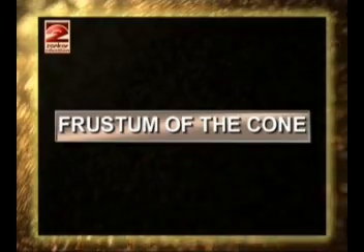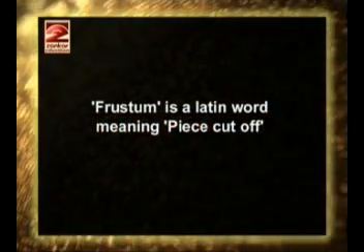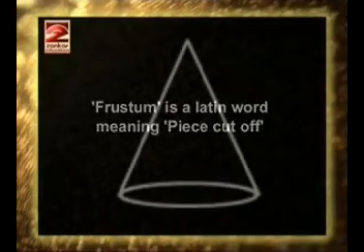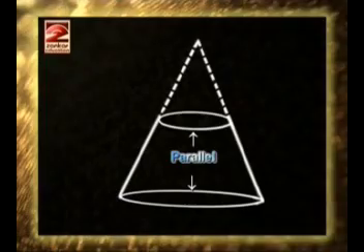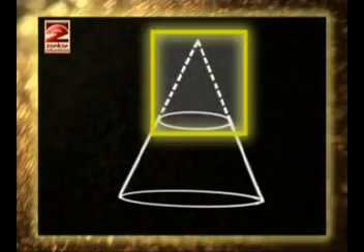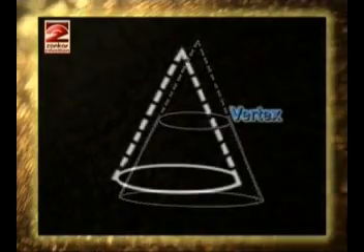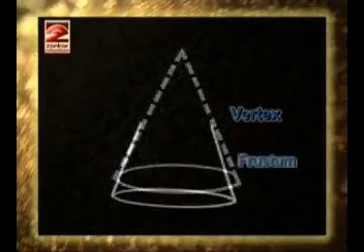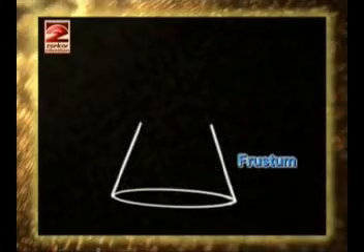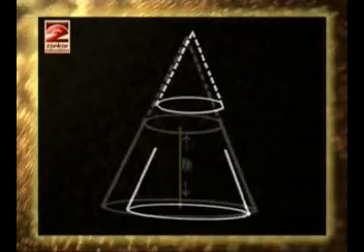Now about the frustum of the cone. Frustum is a Latin word meaning piece cut off. If the cone is cut off by a plane parallel to the base, not passing through the vertex, two parts are formed. The first one, a cone, is the part towards the vertex, and the second one is the frustum of the cone, the part left over on the other side.